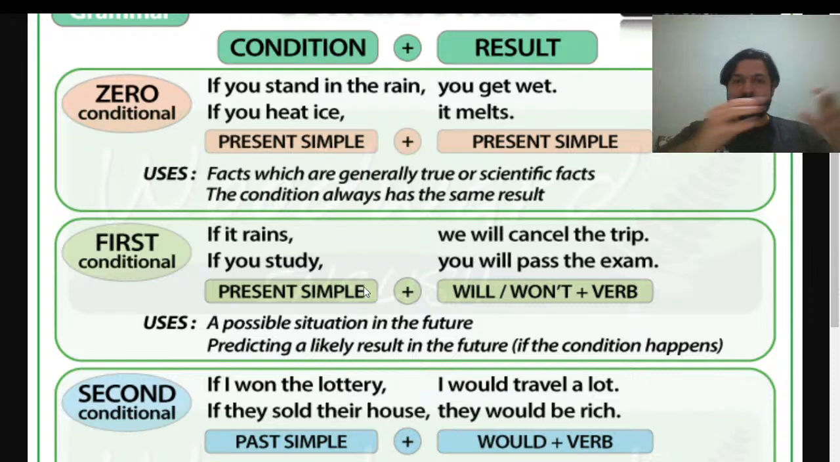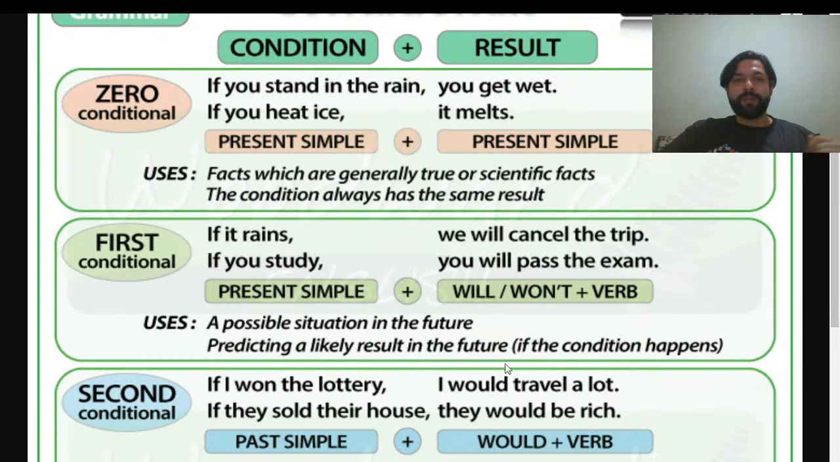So then you have specific things. We have the exam next week, for example. It's a specific exam, it's next week. If you study, you will pass. But if you don't, you won't. So we use the first conditional for a possible situation in the future. It's a possible situation because we have the condition. We need the condition to happen so we can get the result. Or we can predict a likely, probable result in the future if the condition happens.